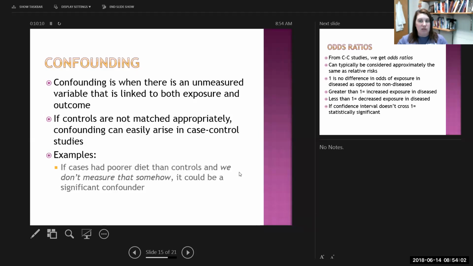And then confounding, like we've talked about before. Confounding is when there is an unmeasured variable that links both exposure and outcome. If the controls are not matched appropriately, this can happen, and here's an example. If cases had a poorer diet than the controls, and we didn't measure for that, that could be a pretty big confounder when we're looking at health outcomes.